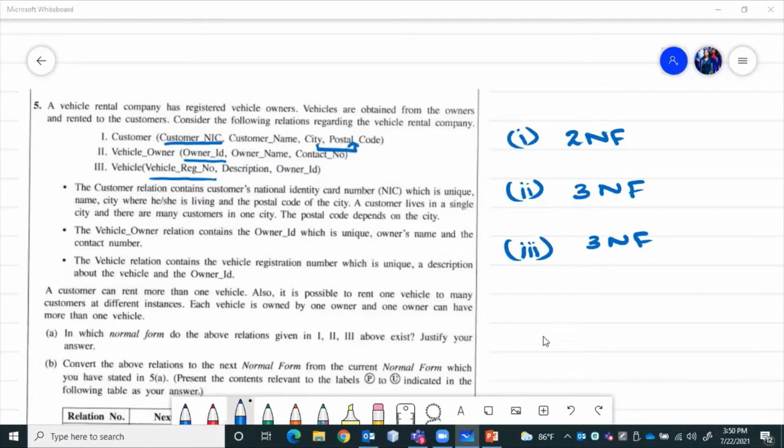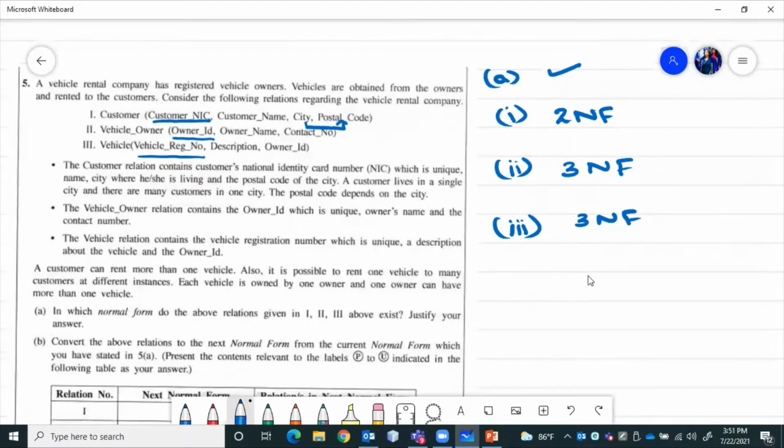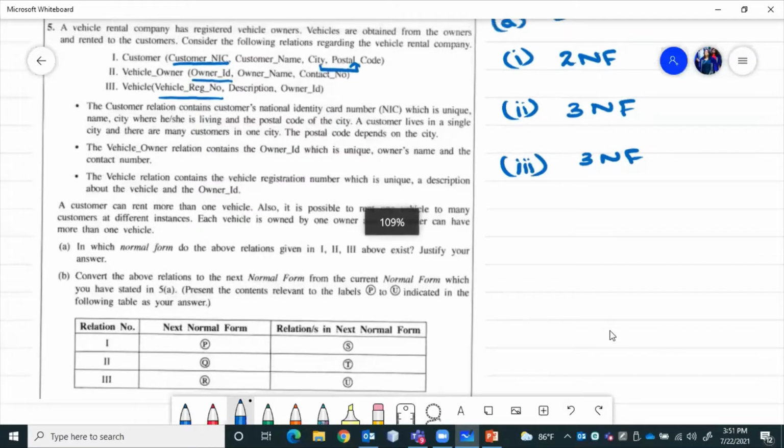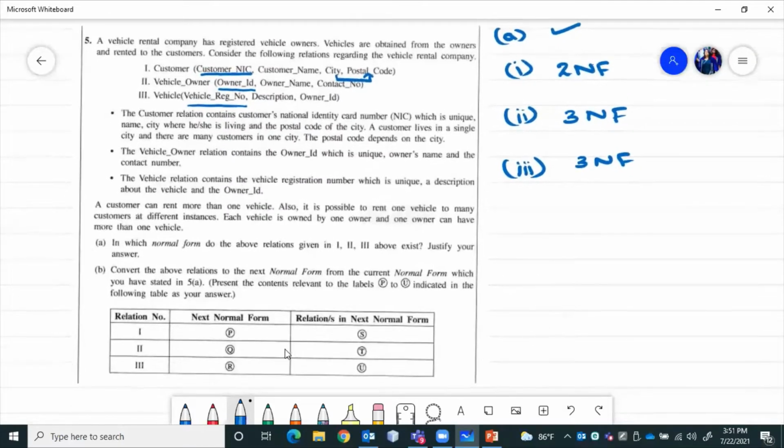So we have done with question A. And then question B: convert the above relations to the next normal form from the current normal form which you have stated. Present the contents relevant to the labels P to U, indicated in the following table as you answered. So here we are supposed to do the normalization, tell what the next normal form is, and write the relations which are available in the next normal form.